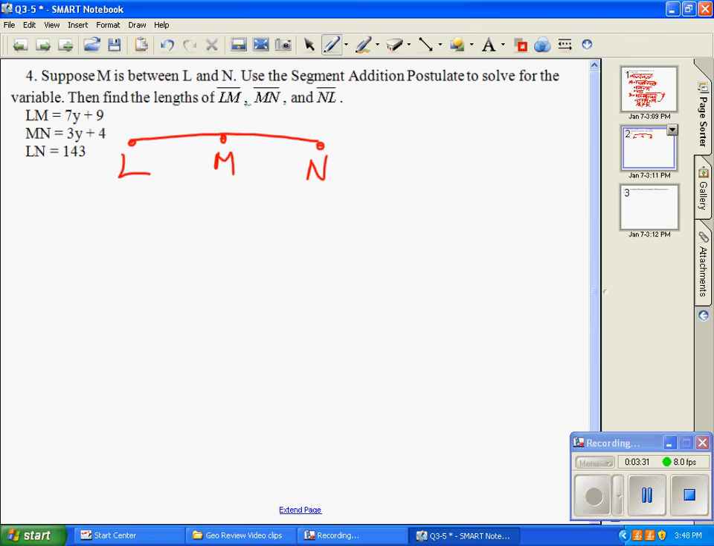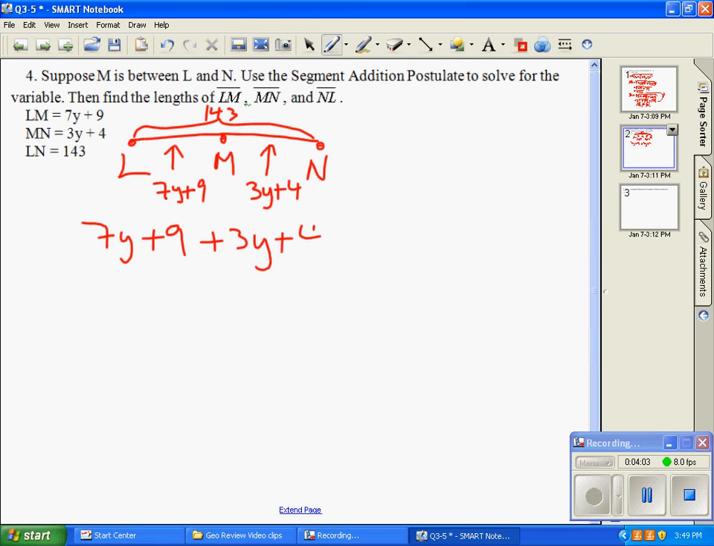So we have LM, which is this piece right there, is 7y plus 9. MN is 3y plus 4. And then the full length of this segment is 143. Okay, so remember segment addition, add the two pieces together and set them equal to the whole thing. So 7y plus 9 plus 3y plus 4 equals 143.